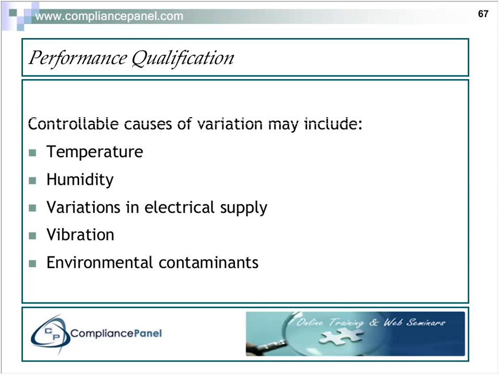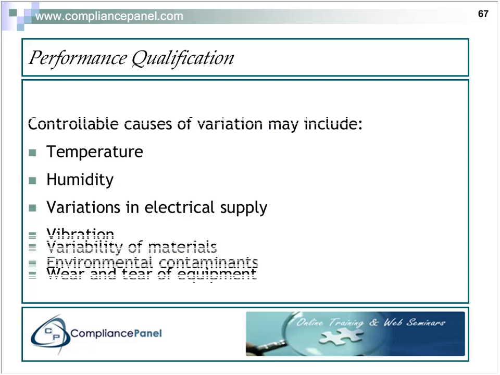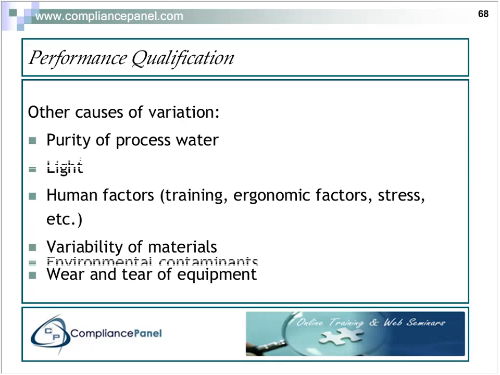Again, controllable causes of variation, much the same as before: temperature, humidity, electrical, vibration, environmental contaminants, and so on. If we're using water in our process, purity. FDA is hot on water in processes, and there's a certain set of requirements for that. You need to pay attention to those. Light, can the operator see properly? Those sorts of things. Human factors, training, ergonomics, stress, and so on.